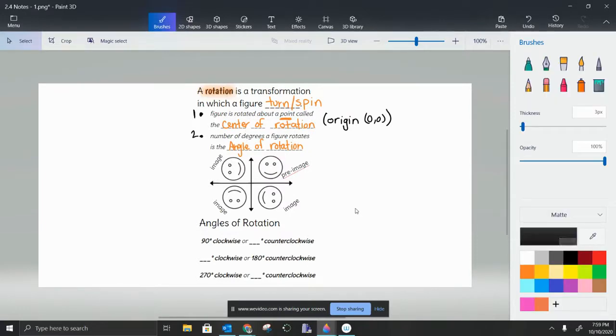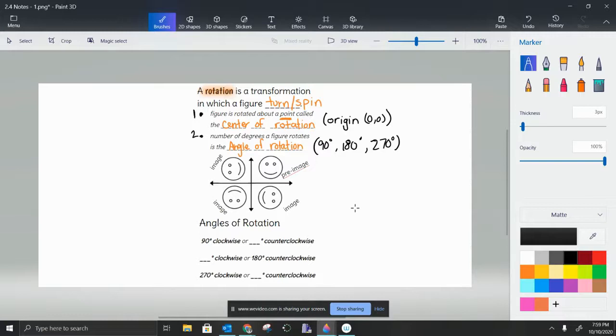The types of angle measurements we're going to see are first 90 degrees, 180 degrees, and 270 degrees. These are all multiples of 90. These are the three distances that we will get comfortable with in this lesson.